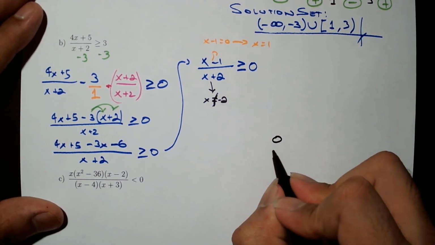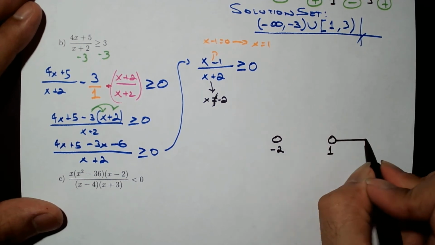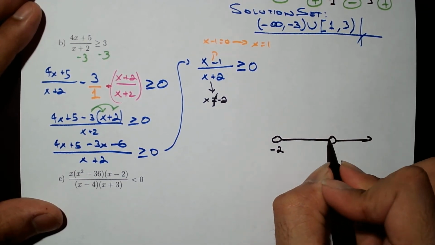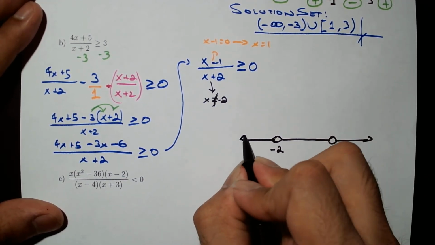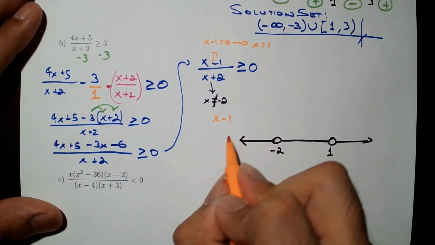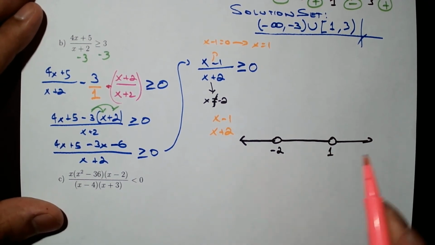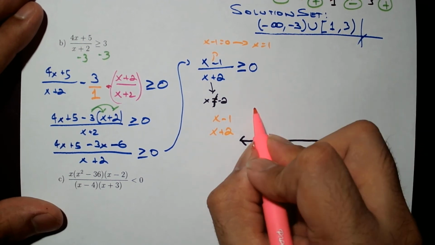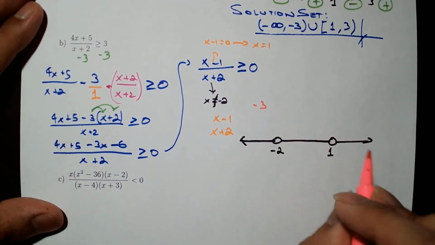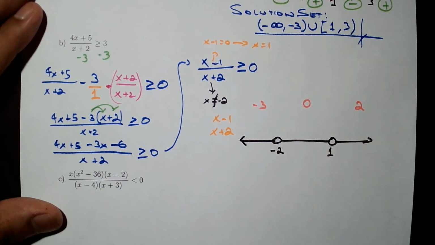So negative 2, 1, and I'm going to write the two factors, x minus 1 and x plus 2. I'm going to choose test numbers to test. So that's going to be negative 3. I'm going to choose 0 in between, and I'm going to choose 2. And I'm going to do the following.